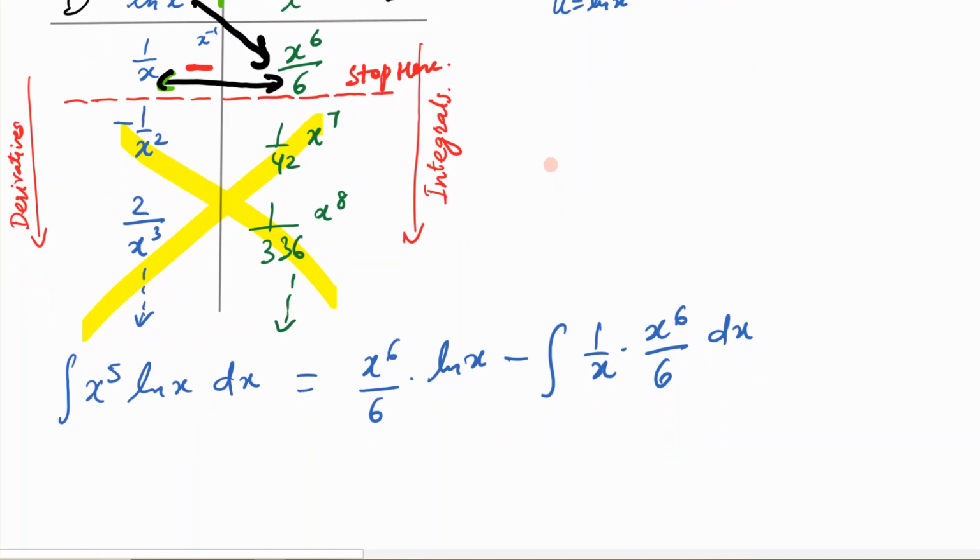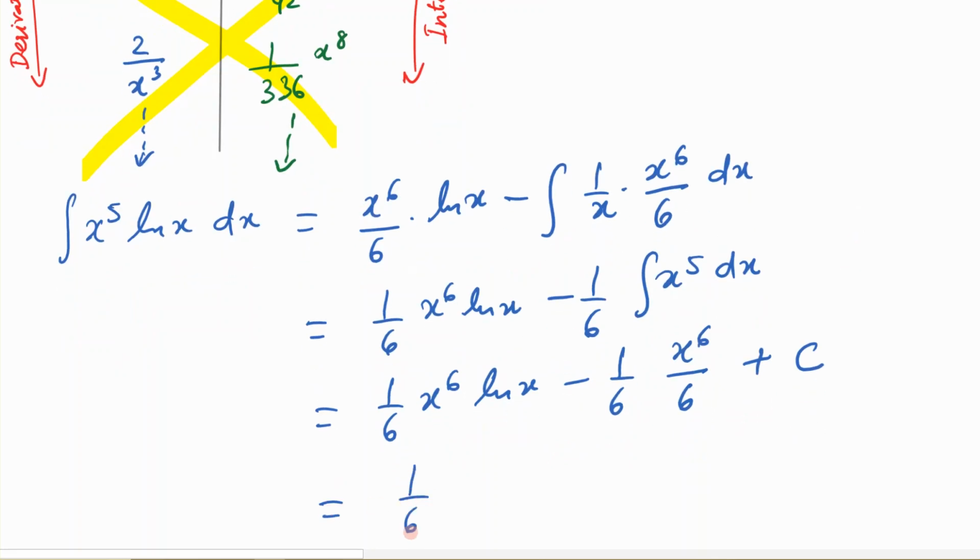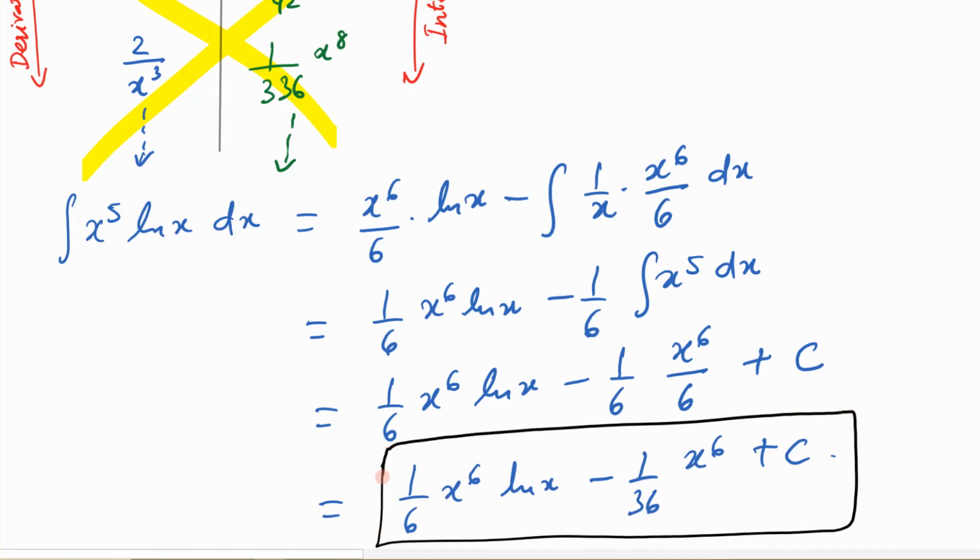In the next step we get 1 over 6 x^6 ln x minus, with 1 over 6 outside, the integral of x raised to the power 5 dx. So 1 over 6 x raised to the power 6 ln x minus 1 over 6 times the integral of x raised to the power 5, which is x raised to the power 6 over 6, plus c. Overall we got 1 over 6 x^6 ln x minus 1 over 36 x^6 plus c. So this is our required solution in this case.